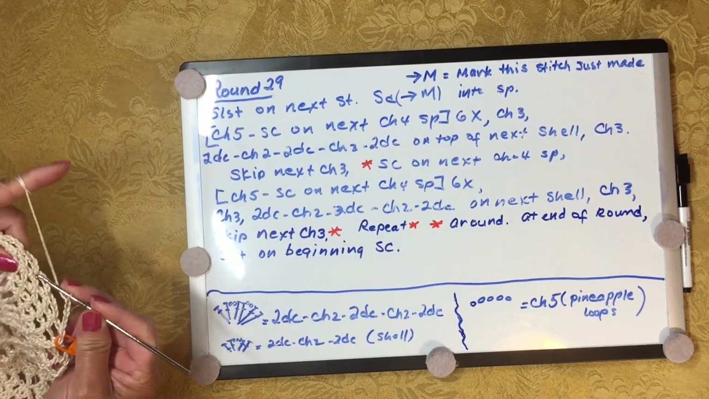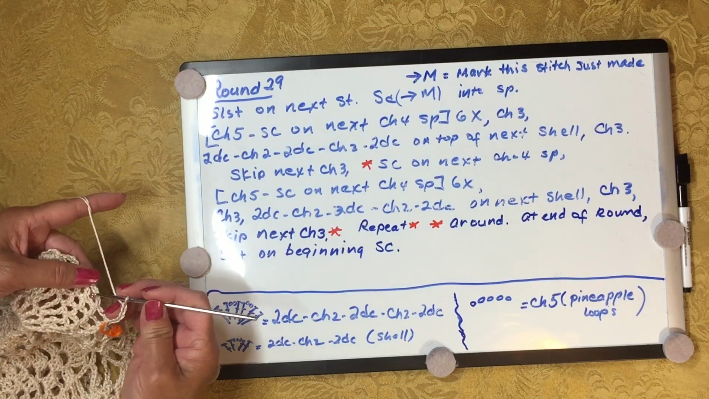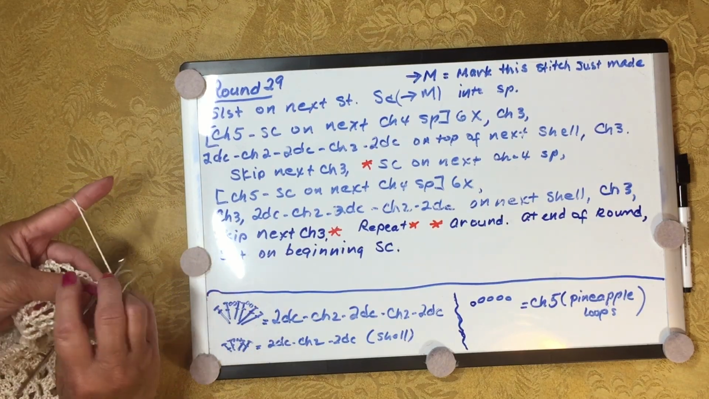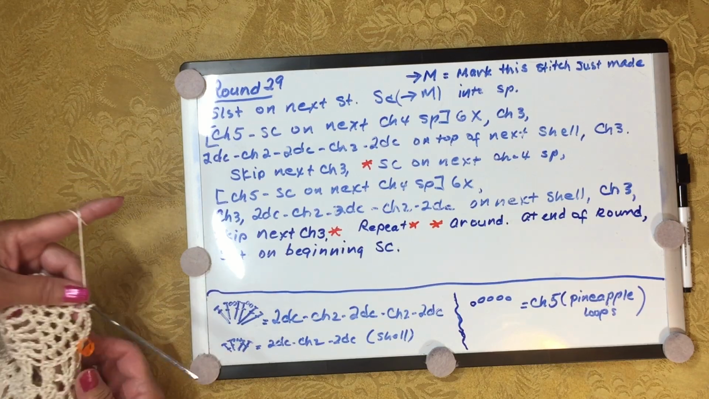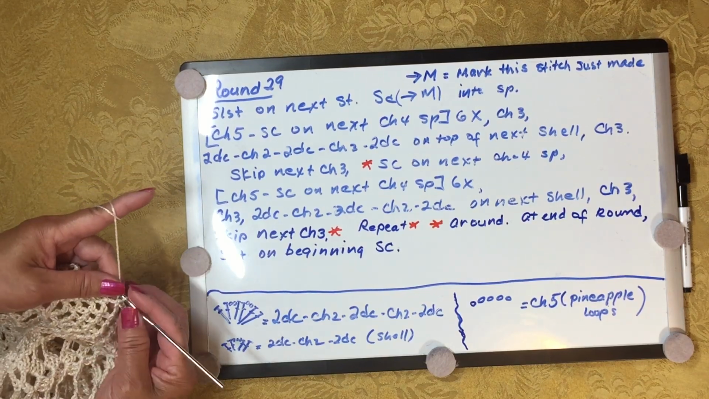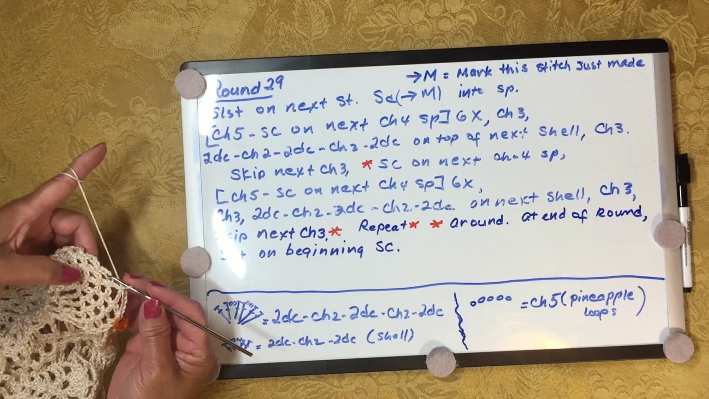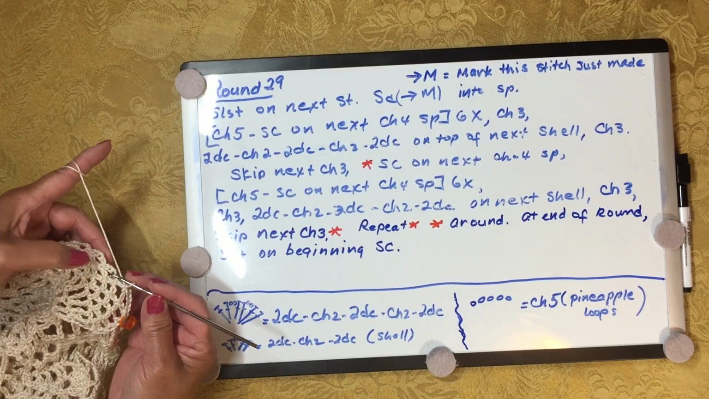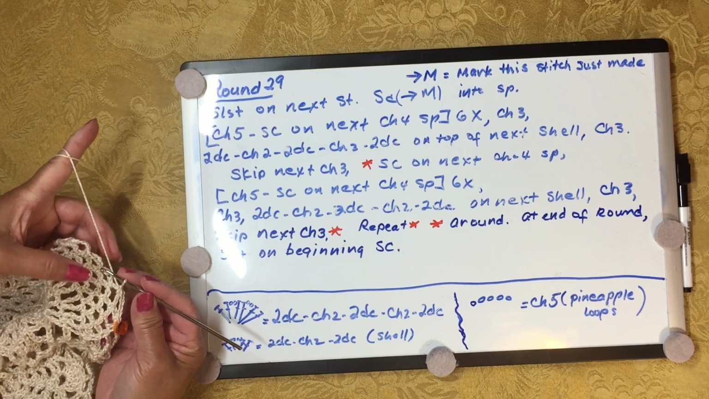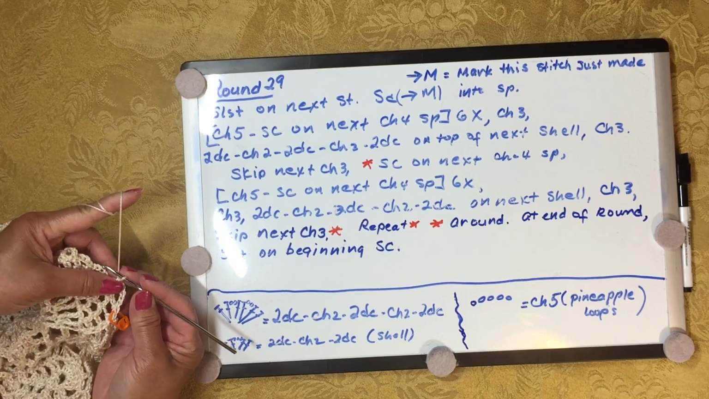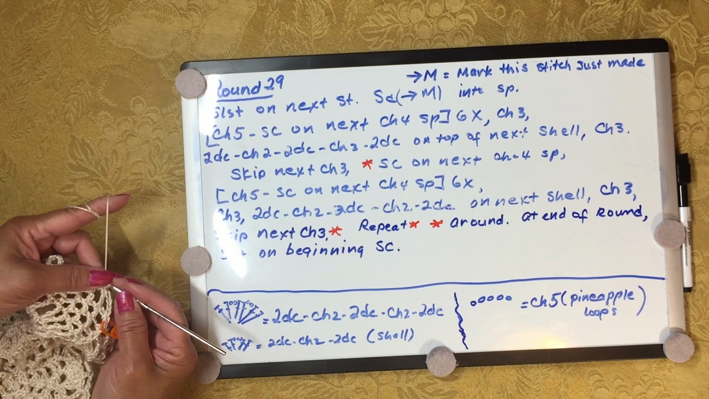For this pineapple round we chain 5, then single crochet on the next chain 4 space, and we'll just call it loop for simplicity. So these are chain 4 loops from previous round, and now we are making chain 5 loops. So that was 1. We are going to do it 6 times.